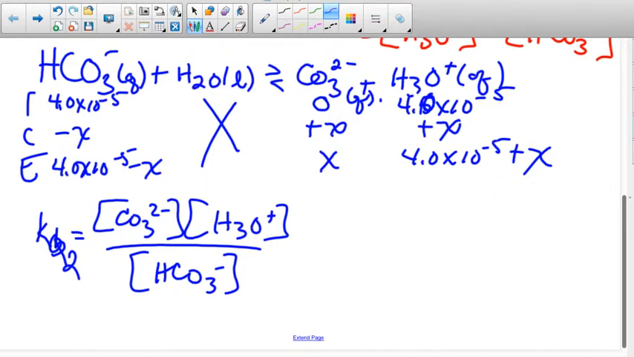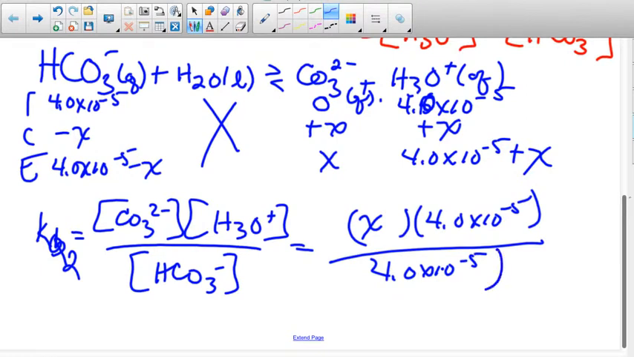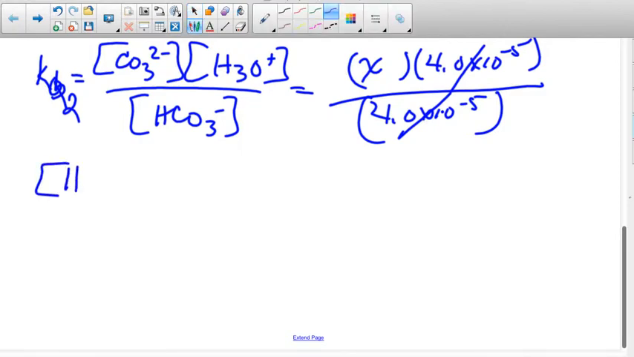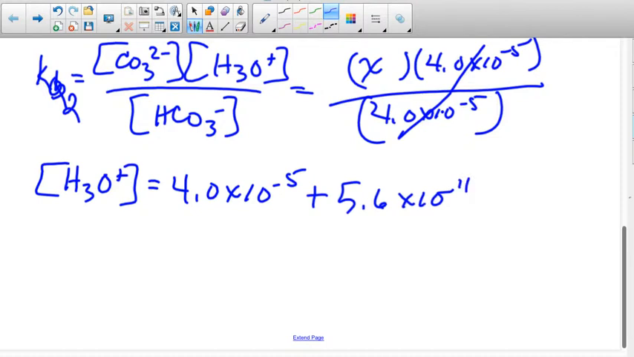Okay. So this equals X times 4.0 times 10 to the negative 5 over 4.0 times 10 to the negative 5. Those cancel. X is just equal to the Ka2. Technically, your concentration of hydronium ion is going to be the concentration you found after the first ionization, which is that 4.0 times 10 to the negative 5th. It is actually technically that plus your Ka2, which is 5.6 times 10 to the negative 11th, right?